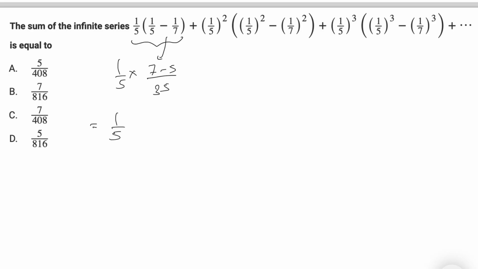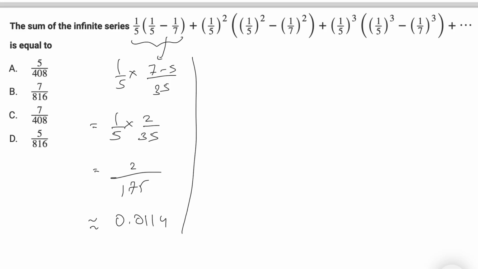So this is 1 by 5 into 2 by 35, right? The approximate value will be 2 upon 5 into 35, which is 175. So 2 divided by 175 is approximately 0.0114. Okay, the first term.